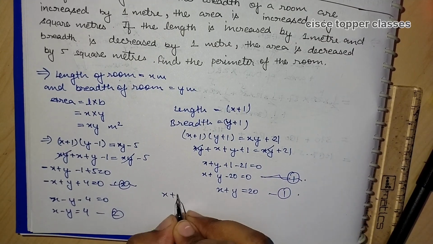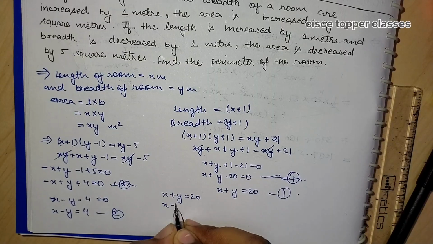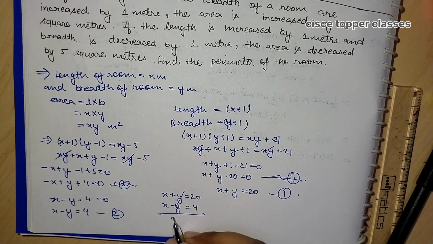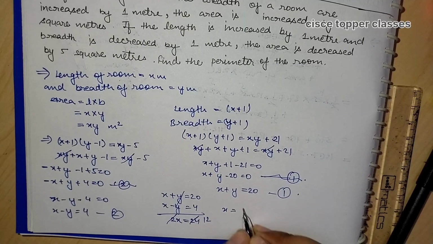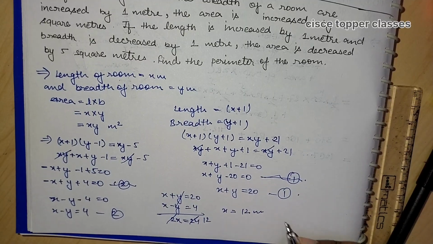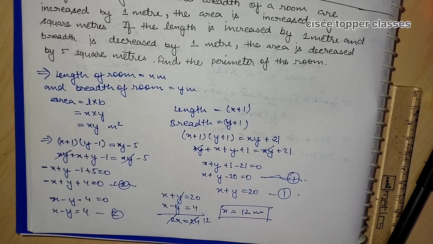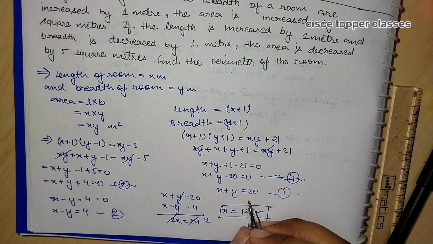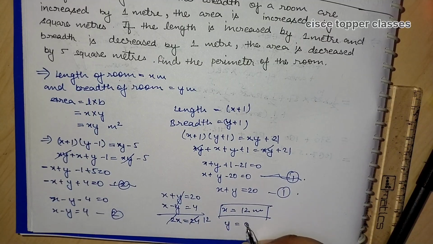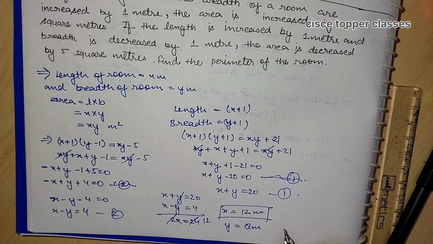On solving these two equations, x plus y equal to 20 and x minus y equal to 4, y will be cancelled out, and 2x is equal to 24. So x is equal to 12 here, 12 meter. Now we can write the length as 12 meter, and the breadth of the room as 20 minus 12, means 8 meter. Now the perimeter we can write as 2 into length plus breadth, and we have to find only the perimeter.